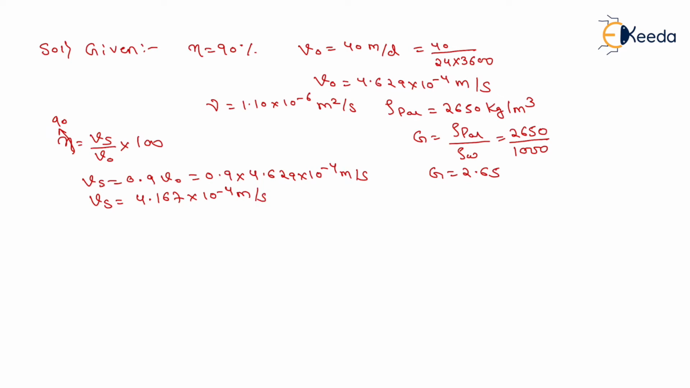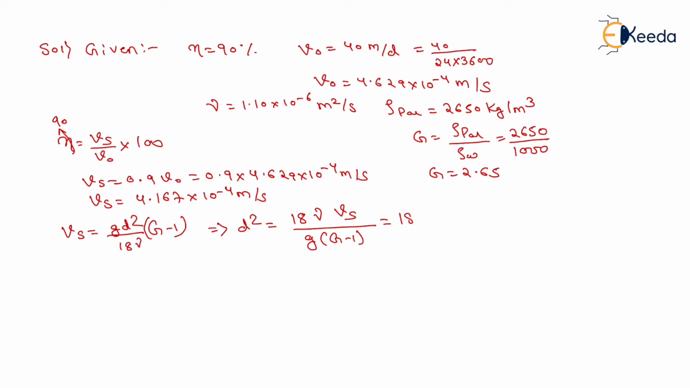Okay, now we need to calculate the diameter of the particle that will be removed with 90% efficiency. So settling velocity formula will be equal to what? Vs = G d² upon 18 nu into (G minus 1). Why do we use that formula? Because kinematic viscosity is given in the question. So for the calculation of diameter, what will be the formula? d² = 18 nu into Vs upon g into (G minus 1).